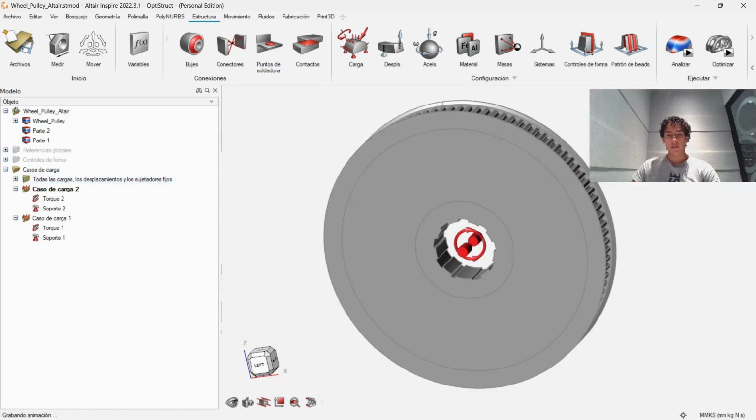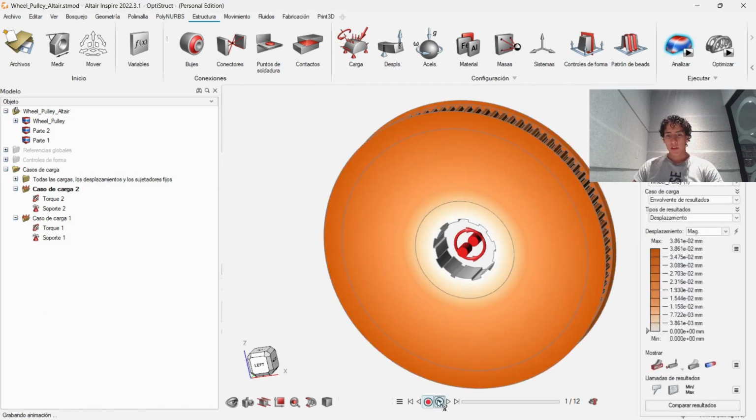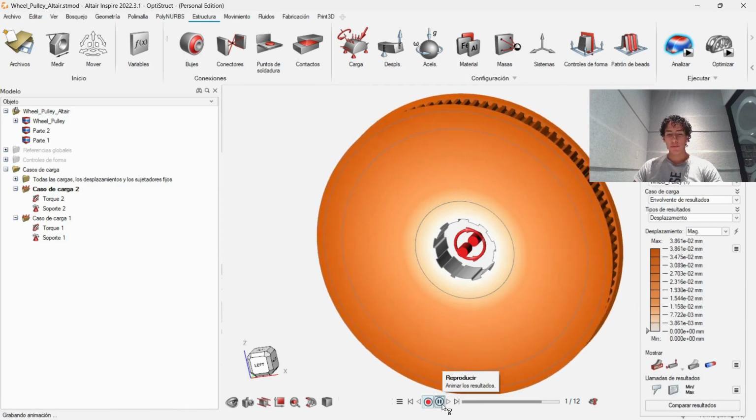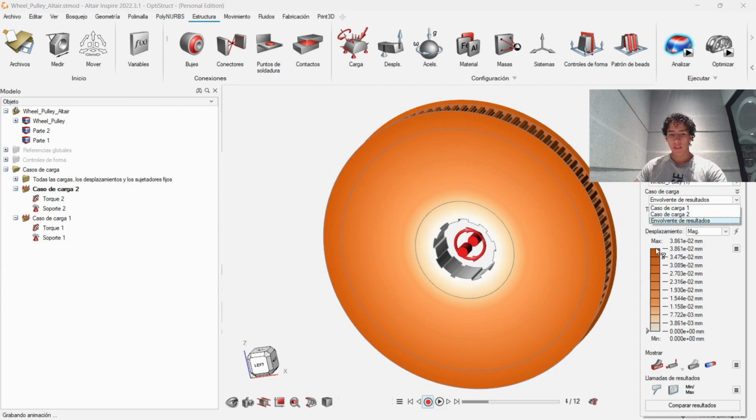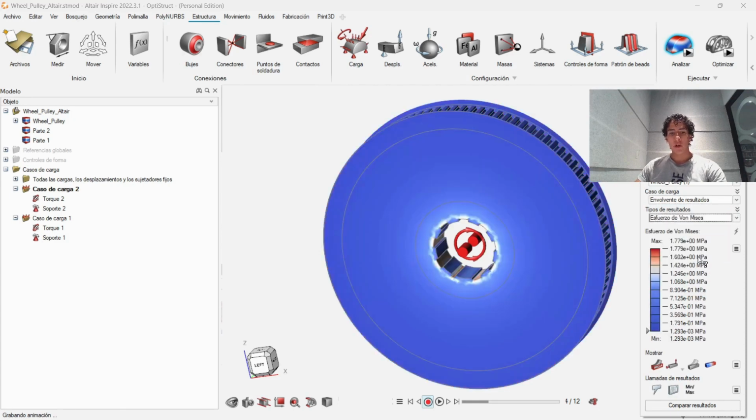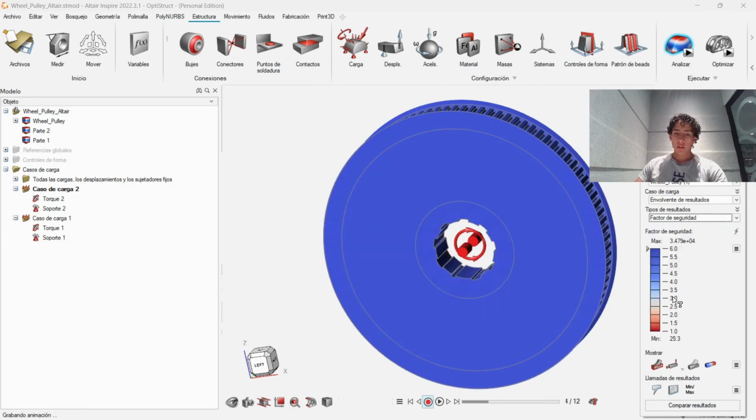Let's review the results of the initial analysis. As you can see, the part moves in an exaggerated manner for visualization purposes. We can view both force conditions together or individually. Also, we can observe the von Mises stress, and most importantly, the safety factor of the part.